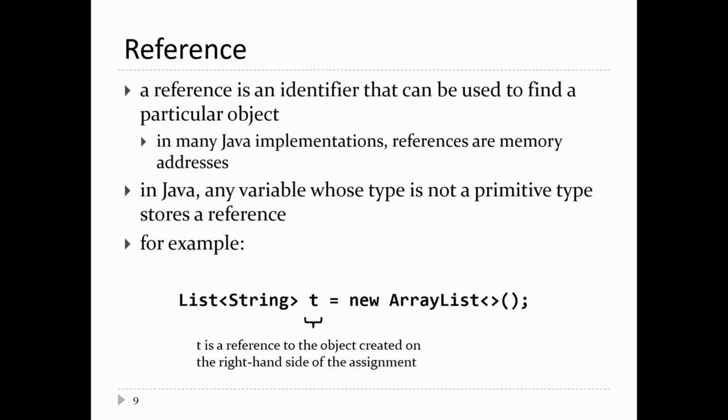Okay, so what's a reference then? A reference is just an identifier that you can use to find an object in memory. For this group, you can think of a reference as just being a pointer, because that's actually what it is in most Java implementations. References are just memory addresses. So any type that's not primitive, it's a reference.